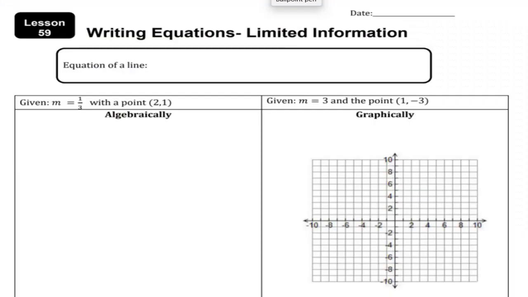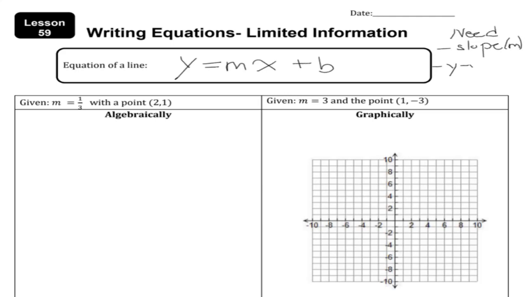Alright everybody, welcome back. This is lesson 59, writing equations with limited information. So I'm not going to give you all the information you need. And if you recall, in order to write an equation of a line, y equals mx plus b, I would need two pieces of information. I need the slope, which is the m, and I need the y-intercept, which is the letter b. So I need those two pieces in order to write an equation of a line.